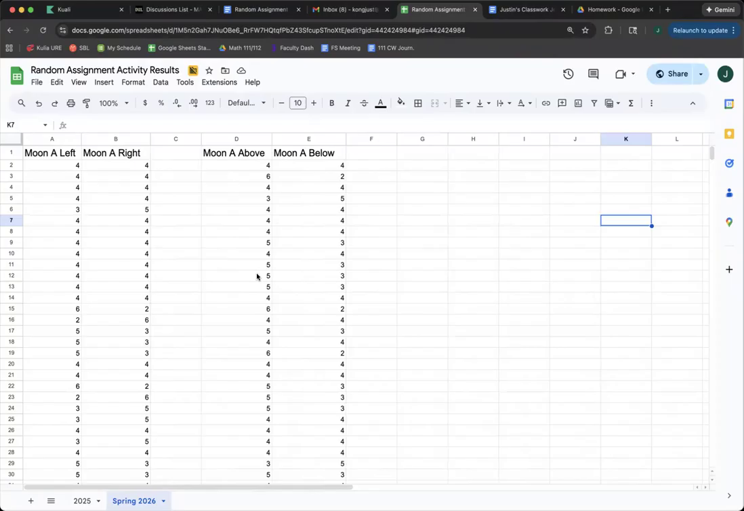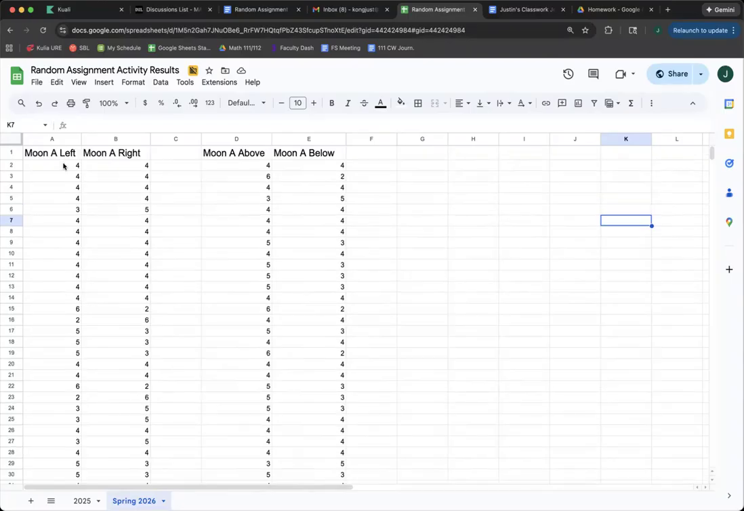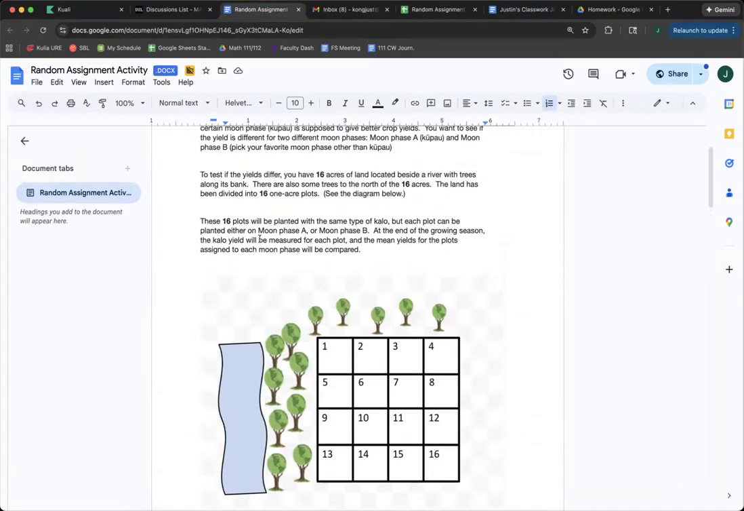But just wanted to go over our random assignment activity for the discussion this week. So what I did is I recorded all your results from our Padlet, and I just counted how many moons were on the left, how many A moons were to the left of the center line, and similarly how many moons were above. So let's walk through the assignment together first.